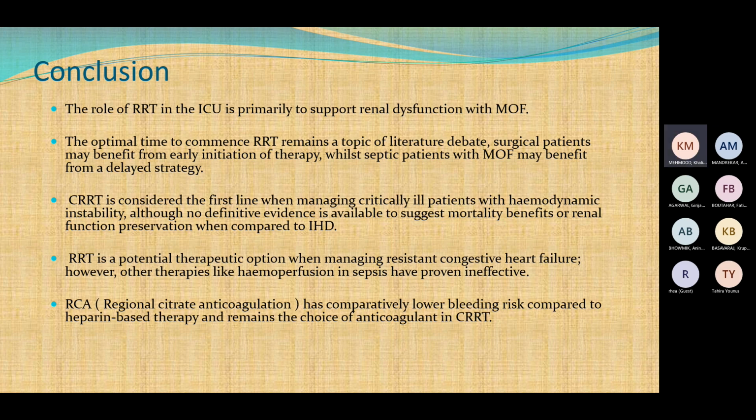Renal replacement therapy is a potential therapeutic option when managing resistant congestive heart failure. However, other therapies like hemoperfusion in sepsis have proven ineffective. Regional anticoagulation has comparatively lower bleeding risk compared to heparin-based therapy and remains the choice of anticoagulation in CRRT. In our ITU, we do have epoprostenol as an option as well. So if you can't use citrate, and you still want to use anticoagulation, but you know the risk of bleeding is high, then you can use epoprostenol over heparin, because the risk of bleeding with epoprostenol, which is also called Flolan, is less compared to heparin.